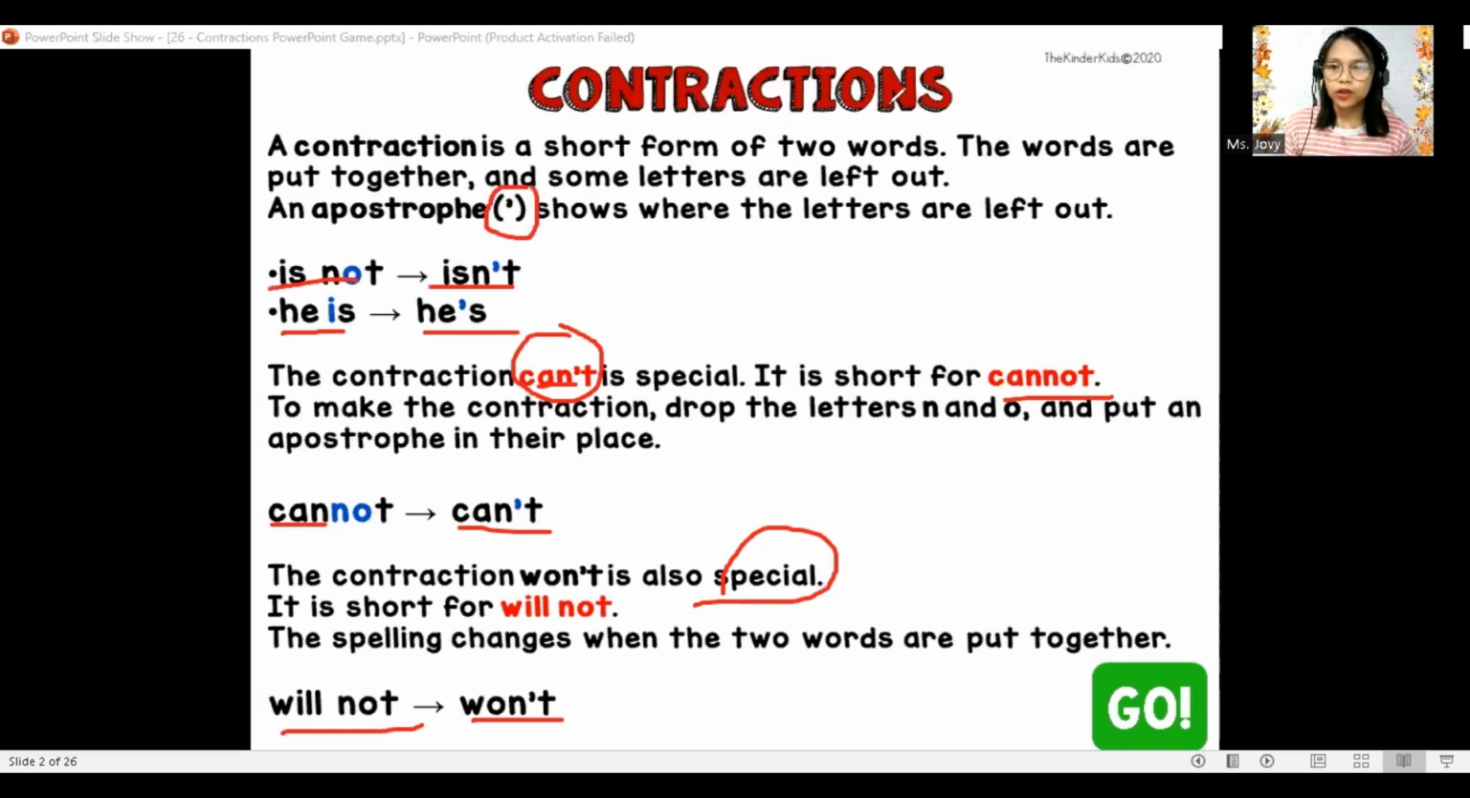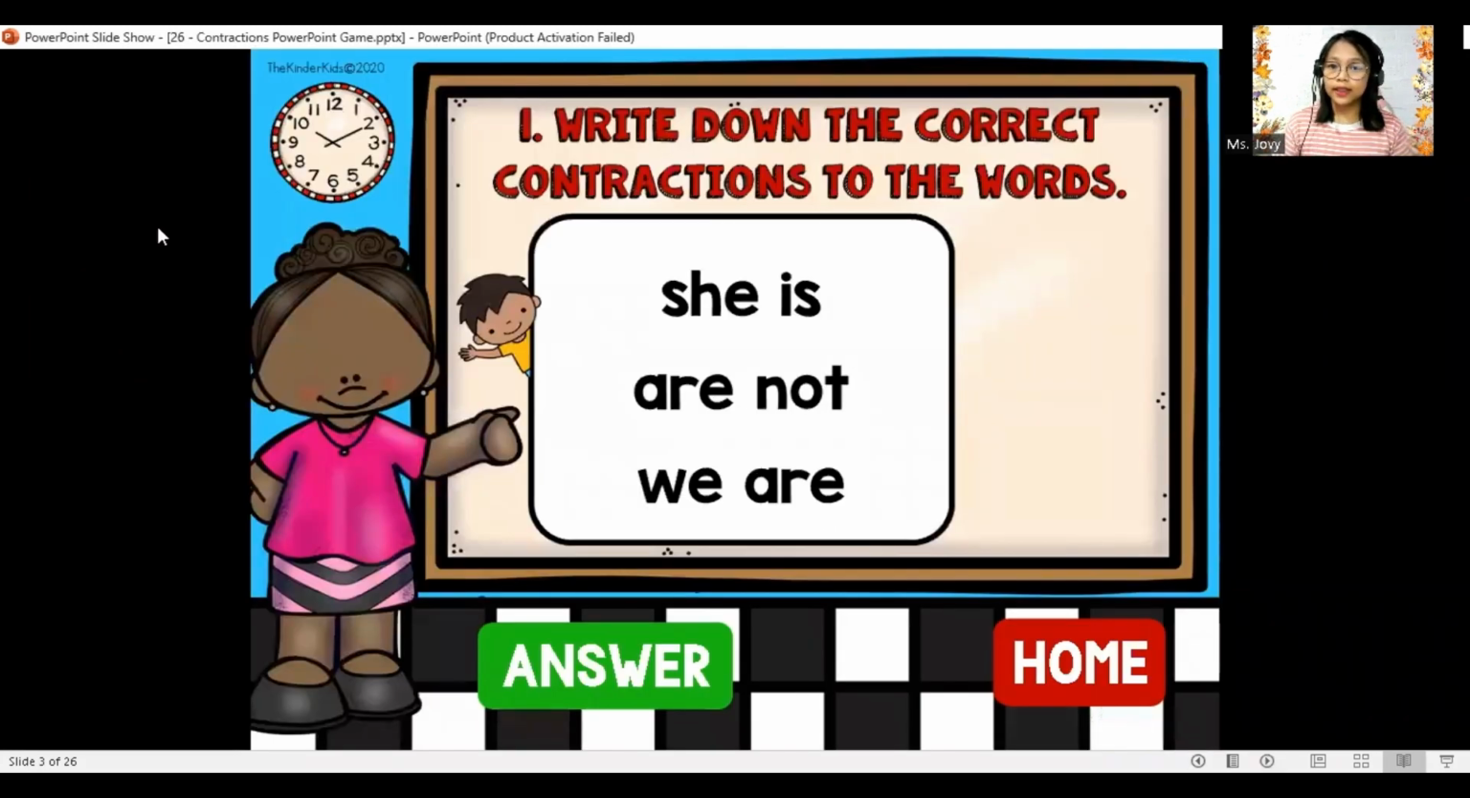Okay, so I have here an exercise and let's see how many points you will get. Write down the correct contractions for the words. Get a piece of paper or a notebook and a pen or pencil. Try to write it down in your notes. What are the contractions of these words?